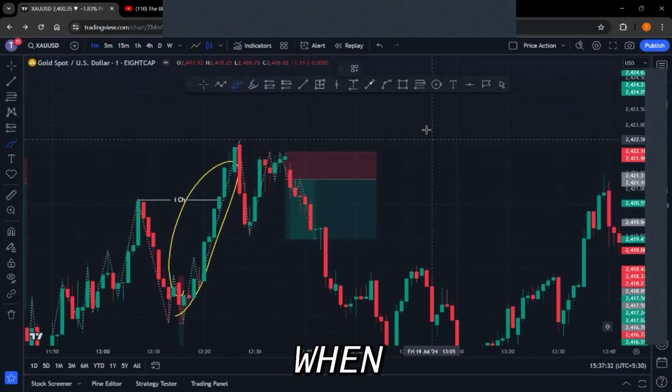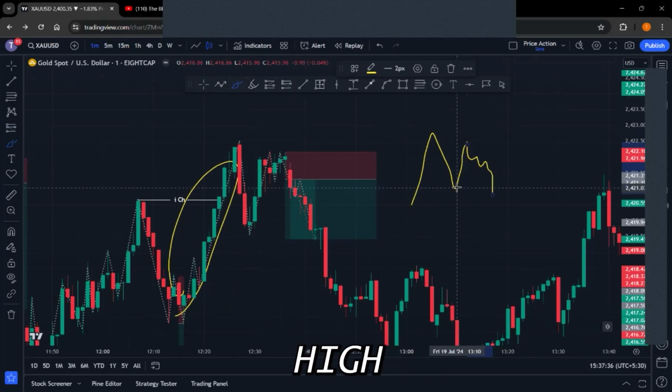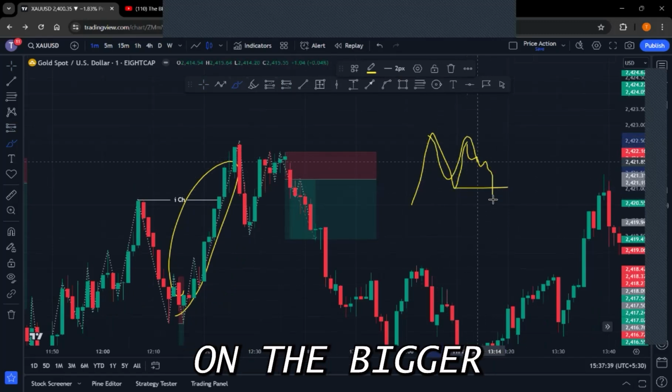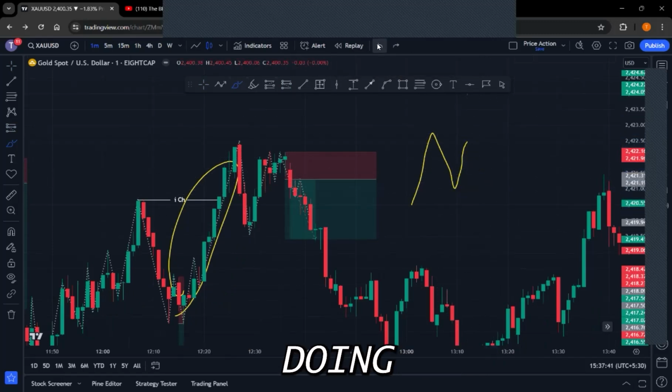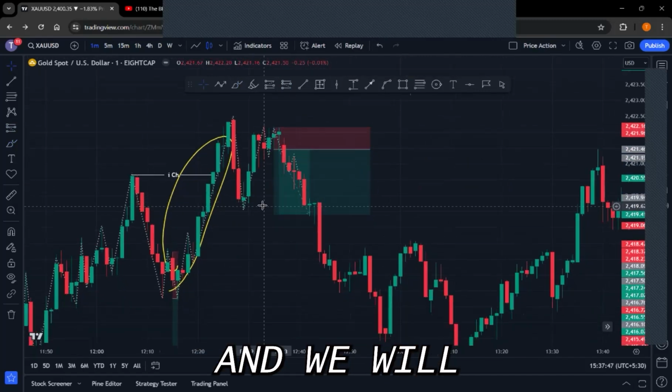Why? Because internally when the price is made something like this, and internally the price is creating lower highs and lower lows, there is a high probability that the price will create a lower low on the bigger picture. So internally what we are doing, we are taking a very small trade over here. You can say the stop loss is somewhere around 7 pips in the market, and we will only just target.